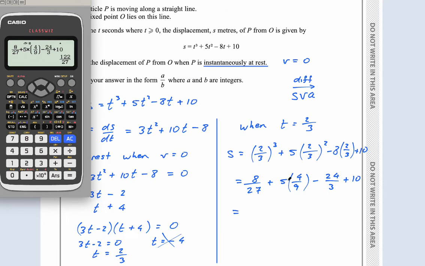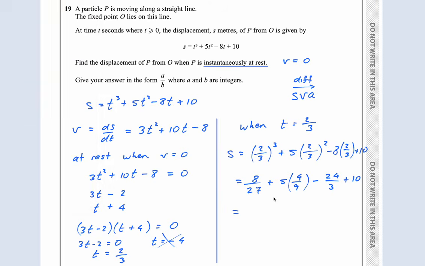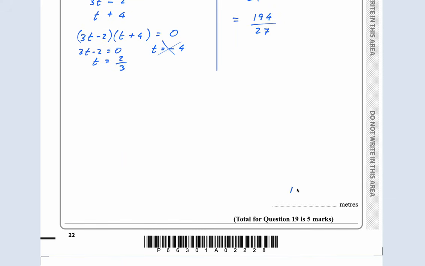Sorry, that's not 24 over 3. That's 16 over 3. Sorry guys, that is a mistake. 16 over 3. That is correct. 194 over 27. So this is 16 over 3, and this is 194 over 27, which is correct. Okay. Let me write that here. 194 over 27. Okay.